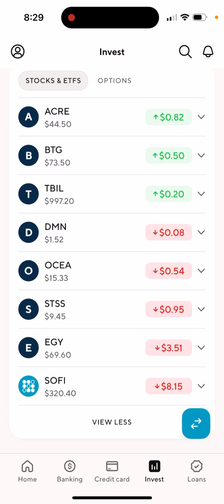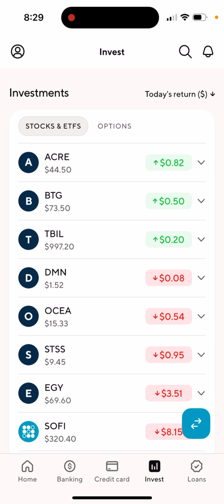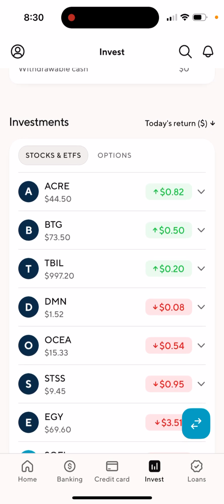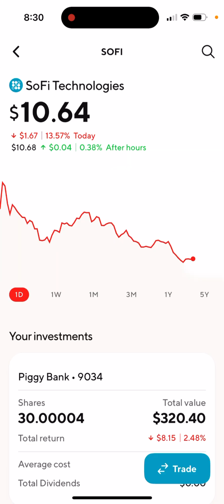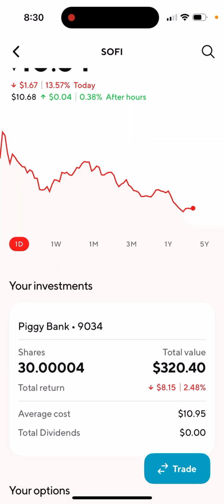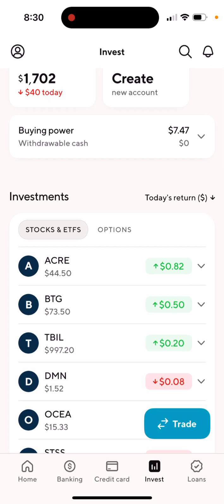I did sell my CONY, my MSTY, and my AIYY, my FIAT. I sold all my YieldMax funds. The reason I sold those is to double down on SoFi, because I feel like this is going to be a jackpot once it goes up. And I can profit a lot more from that than I can from MSTY and those things.